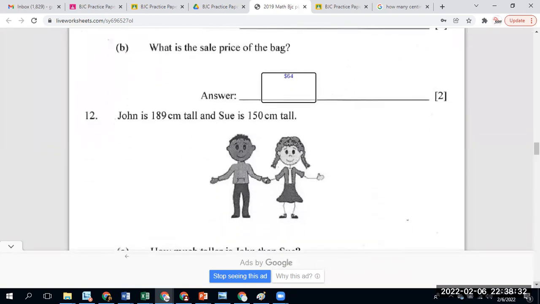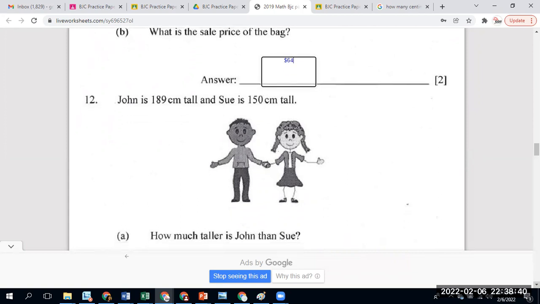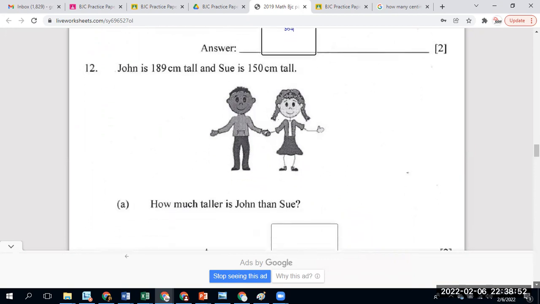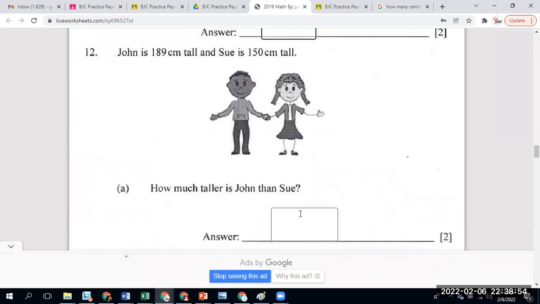Okay, John is 189 centimeters tall and Sue is 150 centimeters tall. How much taller is John than Sue? So this is your basic operation of subtraction. It's asking you for the difference in height. So 189 take away 150 is 39 centimeters. Don't forget to put centimeters.